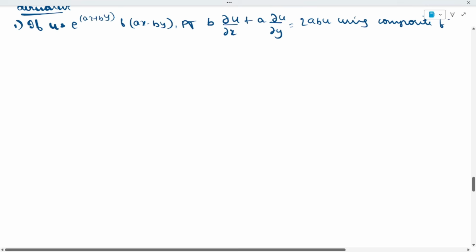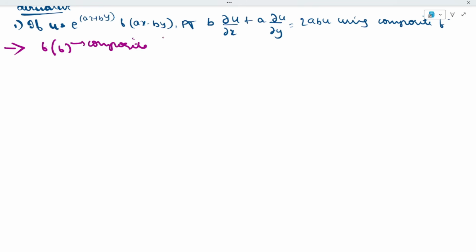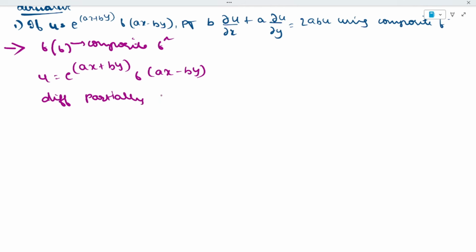Now we'll be solving the previous question using the composite function. That means function of function is called what? Composite function. I hope you know this concept. But now what they have given, u is equal to what? u is equal to e power ax plus by into f of ax minus by. Now you have to differentiate partially. What you have to do with respect to x, that will be what?